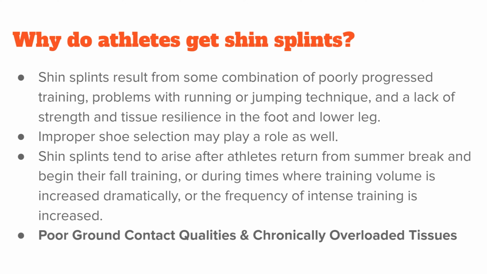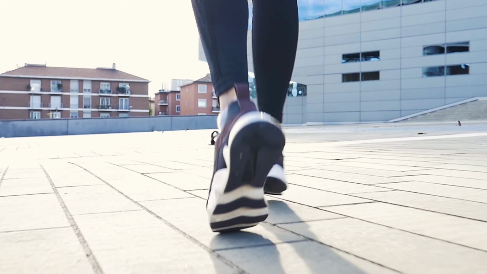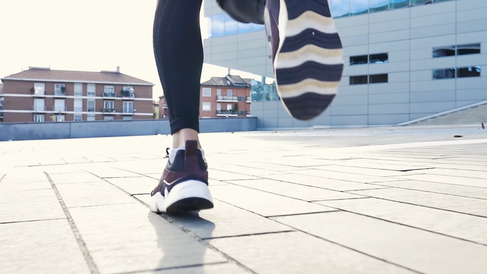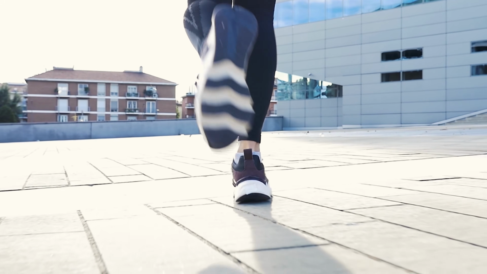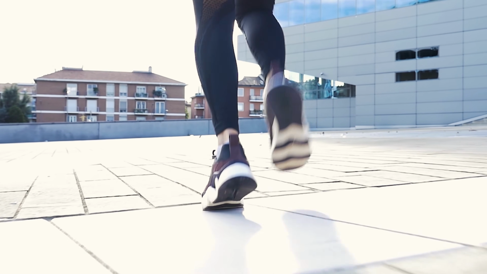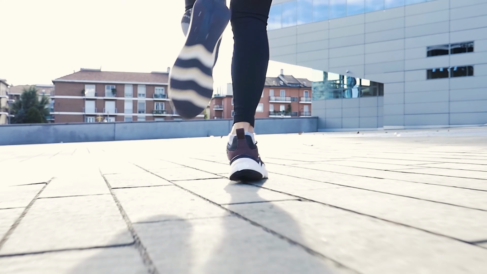Shin splints tend to arise after athletes return from a break in their training, such as they've been off during the summer and they come back for the fall, or times where training volumes are increased dramatically, or where the frequency of training and the frequency of intense training is also increased. Above all, poor ground contact qualities and chronically overloaded tissues, that's going to be the combination that really brings on shin splints, and if you can avoid that combination, you're going to be a lot better off.